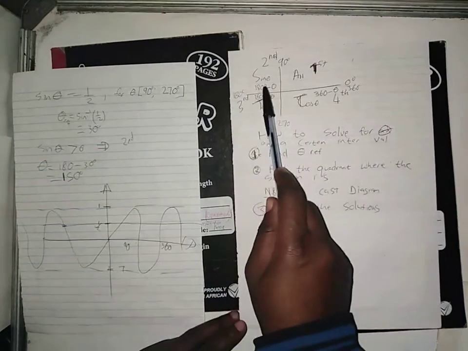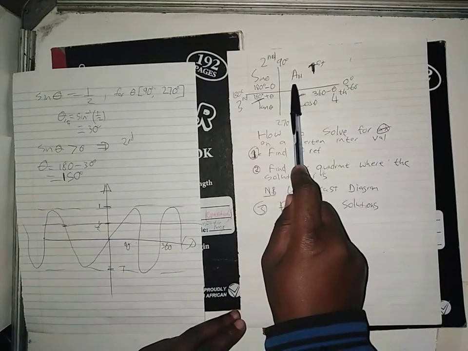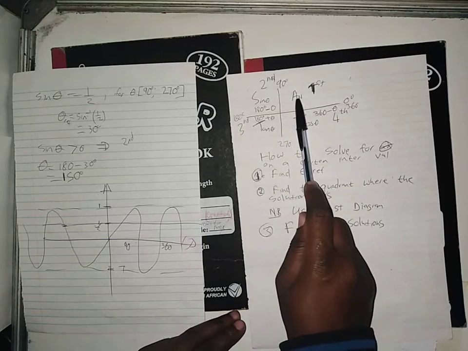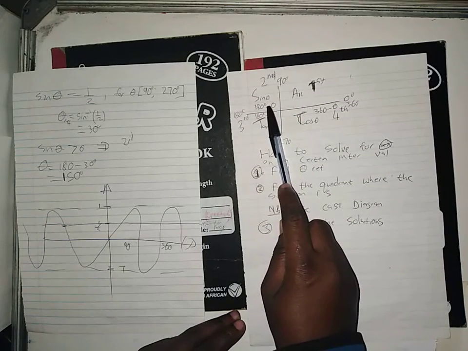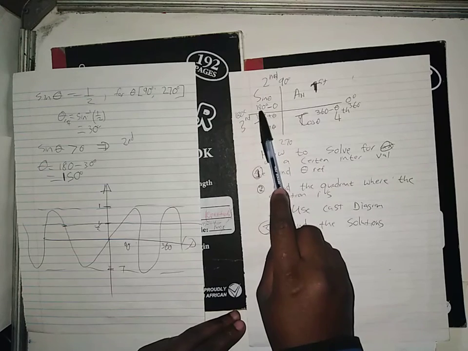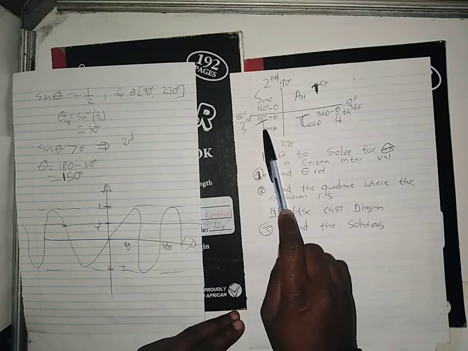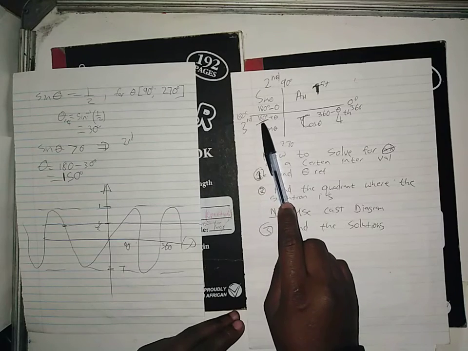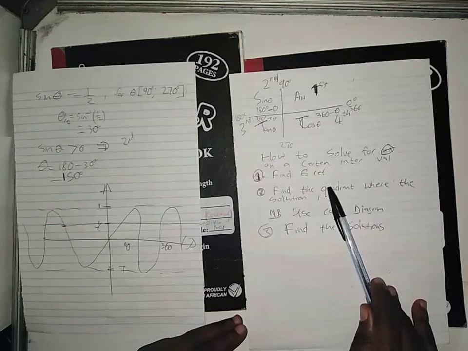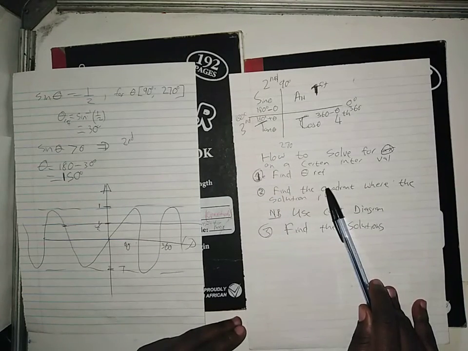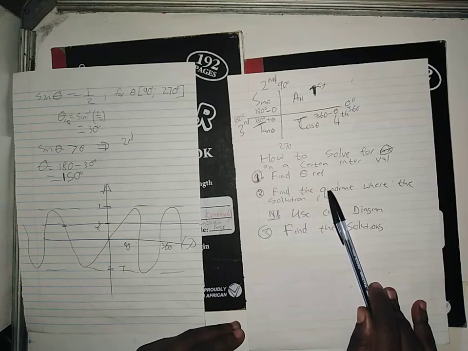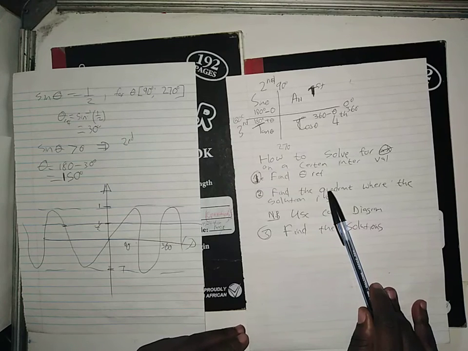If it is in the first quadrant, you just take theta ref as it is. If it is in the second quadrant, you always use 180 degrees minus theta. If you are in the third quadrant, you always use 180 degrees plus theta. And if you are in the fourth quadrant, you always use 360 degrees minus theta. Right? So ladies and gentlemen, this is how you summarize how to solve for x.